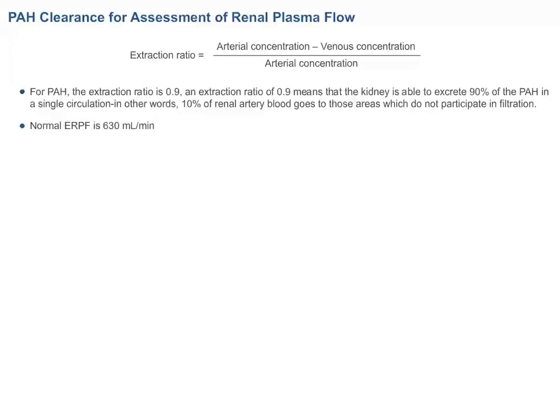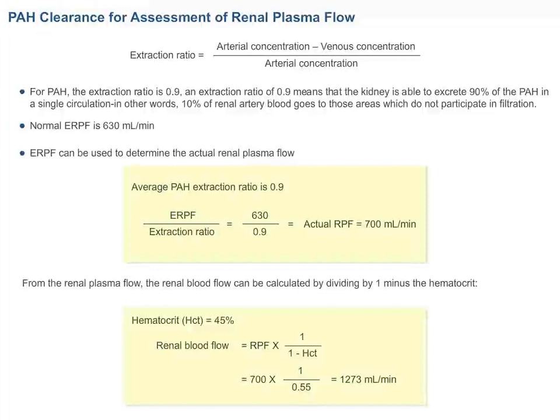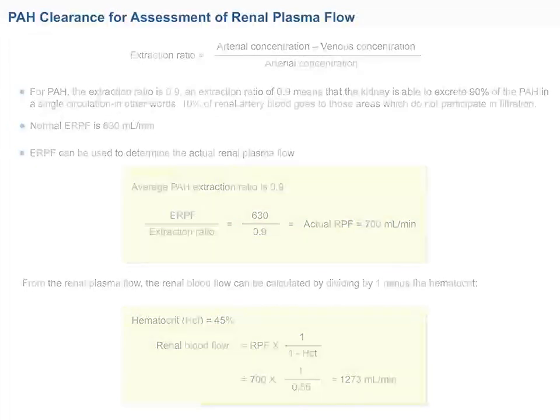Normal ERPF is 630 ml per minute. ERPF can be used to determine the actual renal plasma flow. Average PAH extraction ratio is 0.9. ERPF divided by the extraction ratio, 630 by 0.9, is equal to the actual RPF, which is equal to 700 ml per minute. From the renal plasma flow, the renal blood flow can be calculated by dividing by 1 minus the hematocrit.